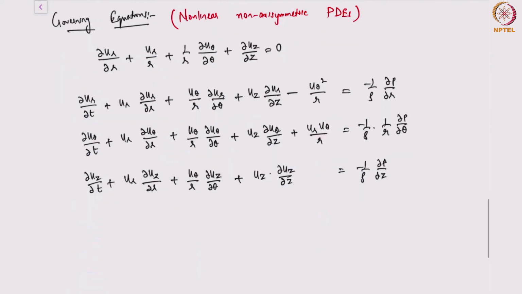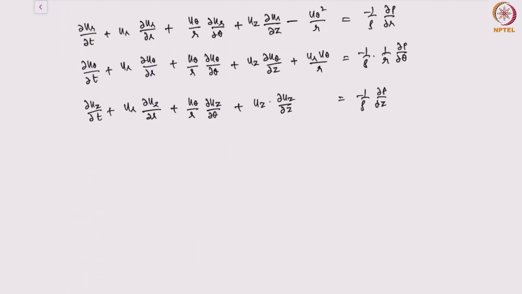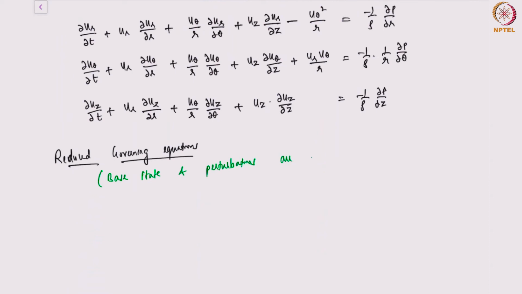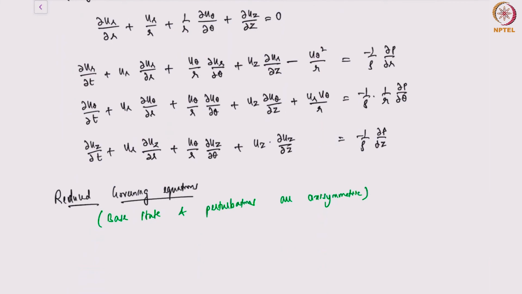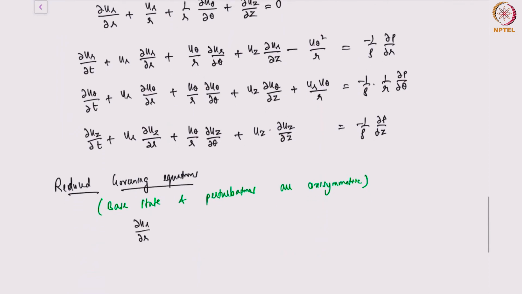So let's reduce this to a set of simplified governing equations. Our base state is axisymmetric. Our perturbations are also axisymmetric. So I'll call them the reduced axisymmetric governing equations. Let me write this down. Base state and perturbations are axisymmetric, so let's get rid of all terms which are del by del theta terms. And there is no u theta at all, so the entire u theta equation disappears. So let's write down this equation: del u r by del r plus u r by r.